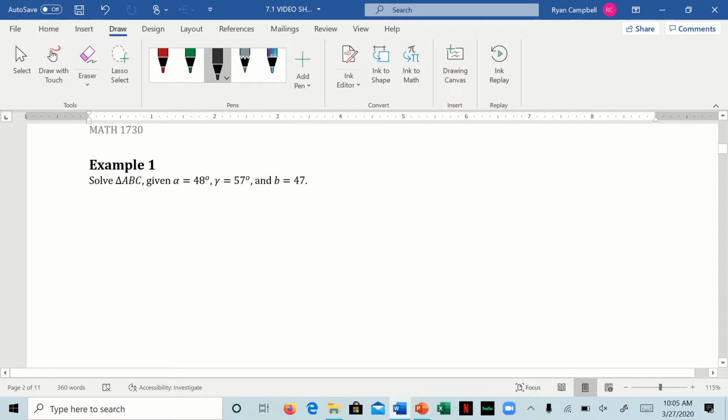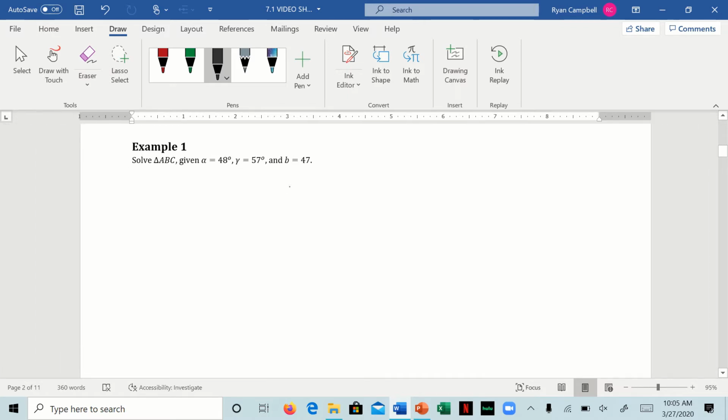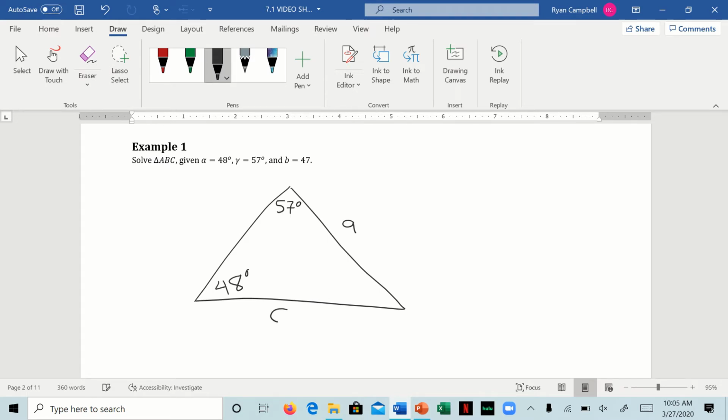So let's try some examples. Solve triangle ABC given all of these parameters. So we've got to make our triangle. 48 degrees is going to be alpha. Across from that should be A. 57 degrees is going to be gamma. Across from that should be C. And 47 is going to be our B, which means across from that is beta. So we need to figure out what is A, what is C, what is beta.